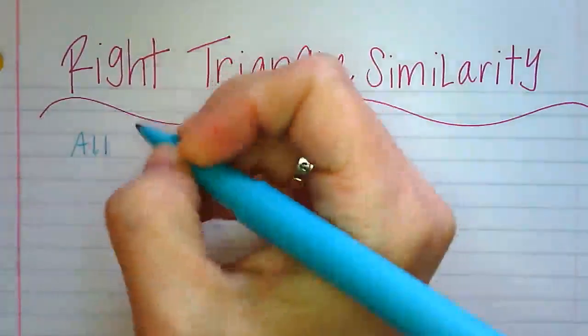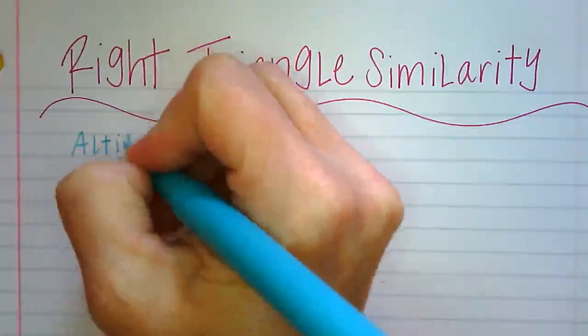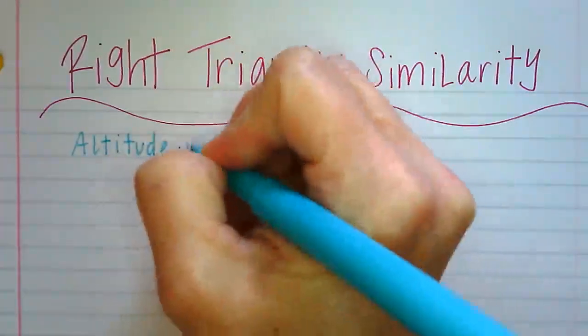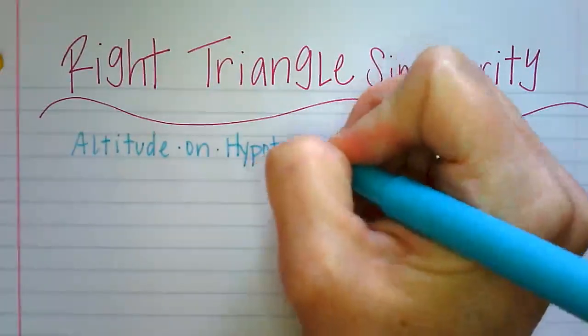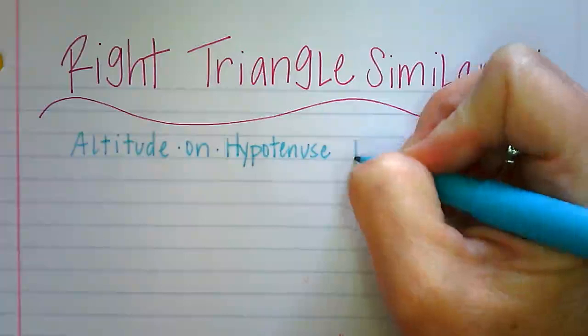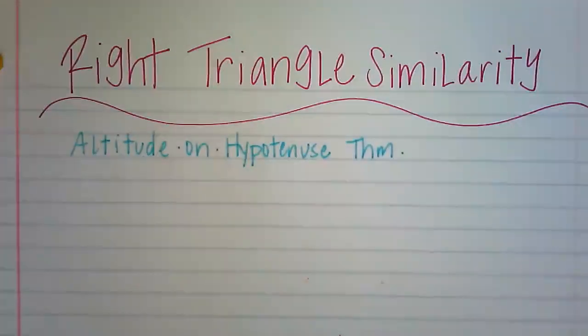Altitude on hypotenuse theorem. All right, now what this says is that if you have a right triangle and you draw an altitude from the right angle to the hypotenuse, you are going to create 3 similar right triangles.